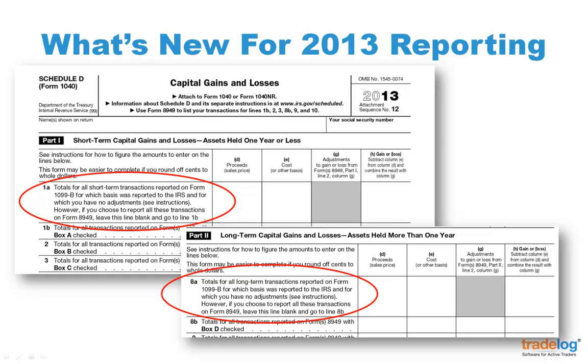This can be misleading though. In fact, we've even seen at least one of the most popular tax software programs fail to fully explain these instructions. Some will say if you receive the 1099-B and it has cost basis, you don't need to use the 8949. You can simply enter the totals here. That is not correct. Notice it says for which you have no adjustments, and it refers you to the instructions.